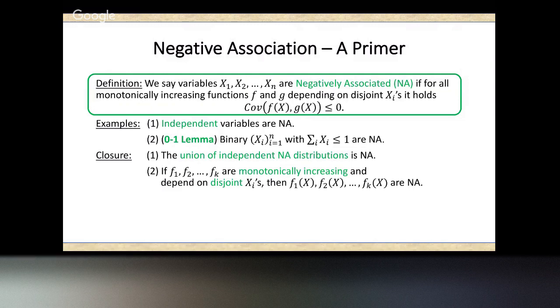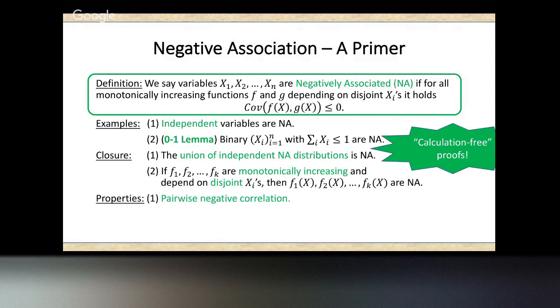The tagline you're looking for here is calculation-free proofs. It's an appealing property if you want to check something quickly without thinking. So why would we actually be interested in these NA distributions? Well, some other useful properties are, as we mentioned earlier, they're pairwise negatively correlated. That's easy. And actually, a bunch of bounds that we like to apply to independent variables apply to this much wider family of distributions. For example, Chernoff-Hoeffding bounds.